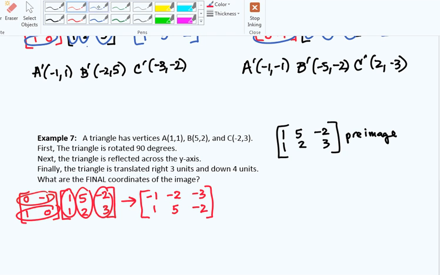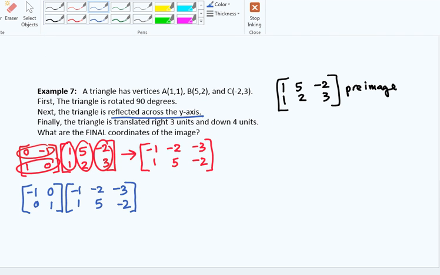It says next, the triangle is reflected across the y-axis. All right, so I'm going to go flip back real quick. Reflected across the y-axis has a reflection matrix of negative 1, 0, 0, and 1. And this time I'm going to take the image that I just worked with. So negative 1, negative 2, negative 3, 1, 5, negative 2. Okay, and we're going to do rows times columns.